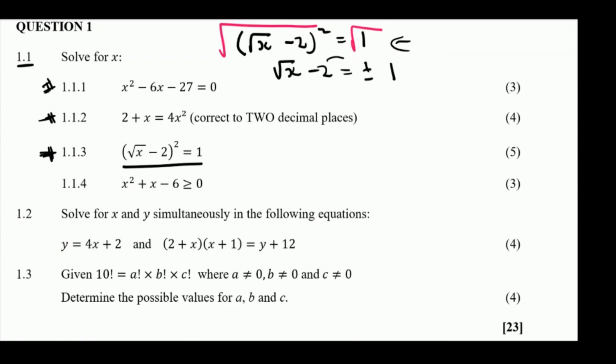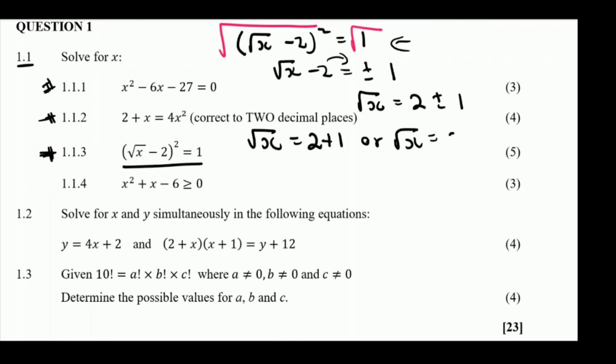And then we'll transpose the minus 2 to the other side. So we have the root of x is equals to plus 2 plus or minus 1, right? And then the solutions would be the root of x is equals to 2 plus 1, or the root of x is equals to 2 minus 1. And if you add these, you're going to have root of x being equals to 3, or root of x being equals to 1, right?